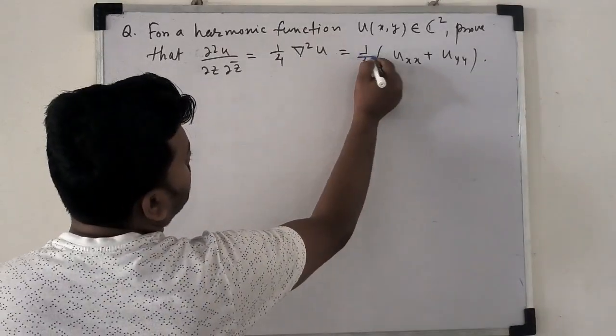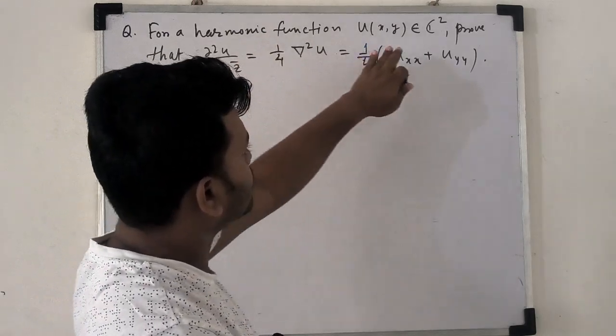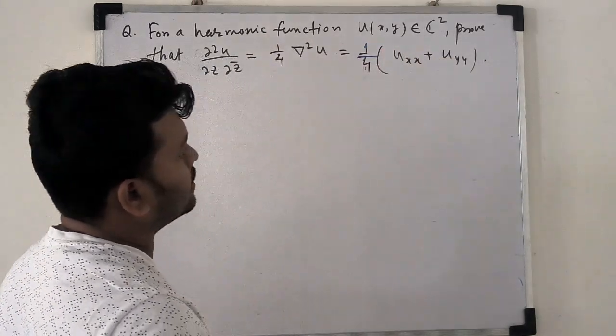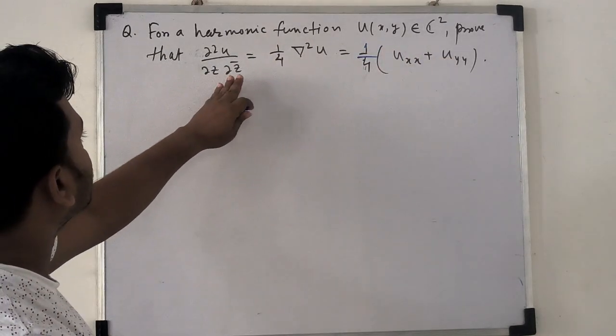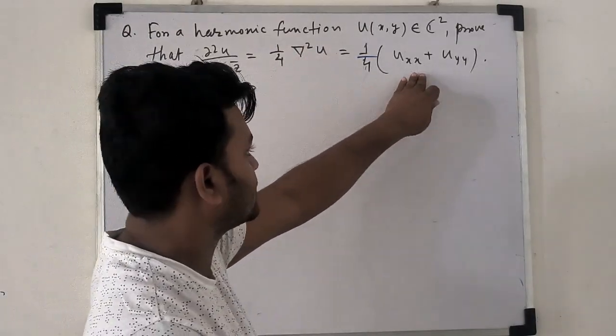Today I will solve one question from the mid-sem examination. For a given function u(x, y) belonging to C², prove that ∂²u/∂z∂z̄ = 1/4 ∇²u, that is, the Laplacian.